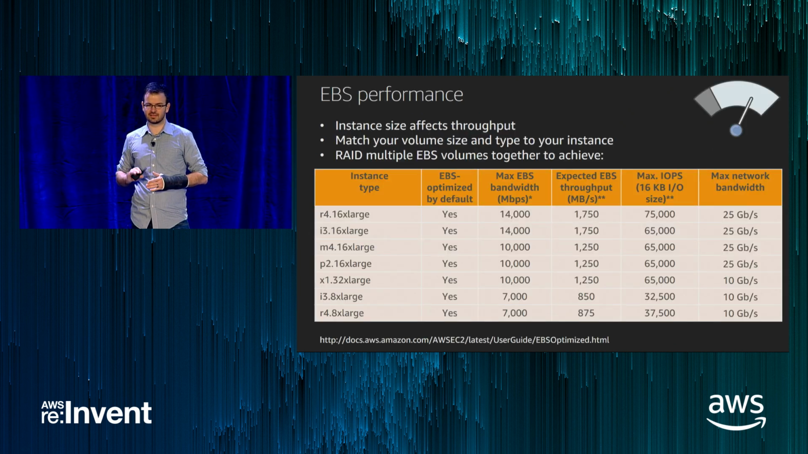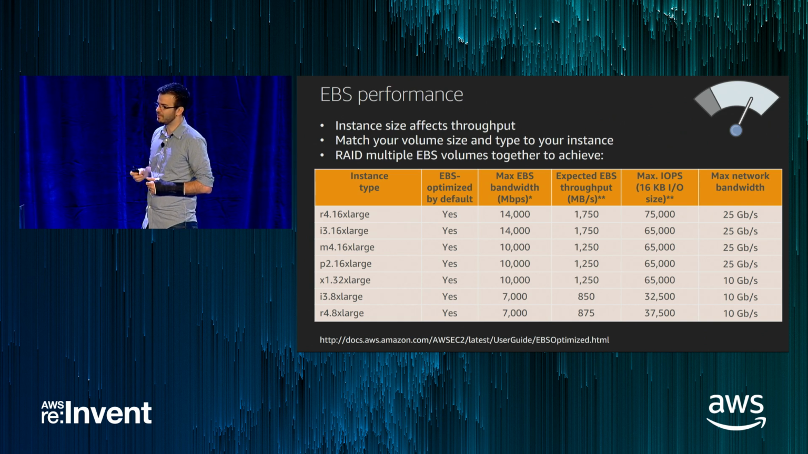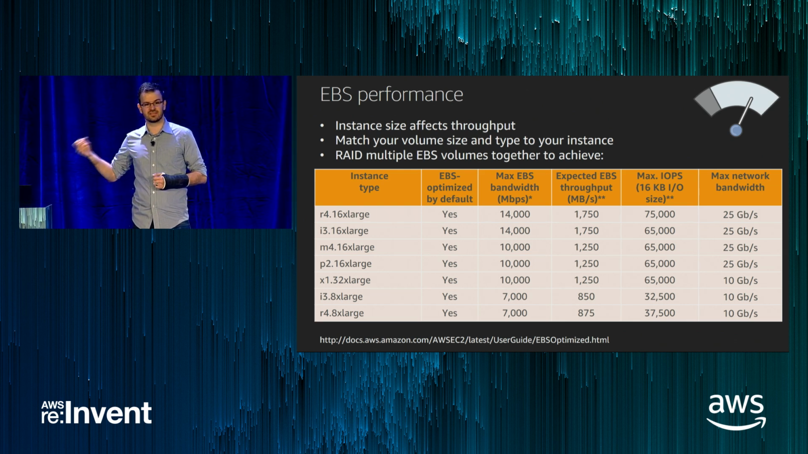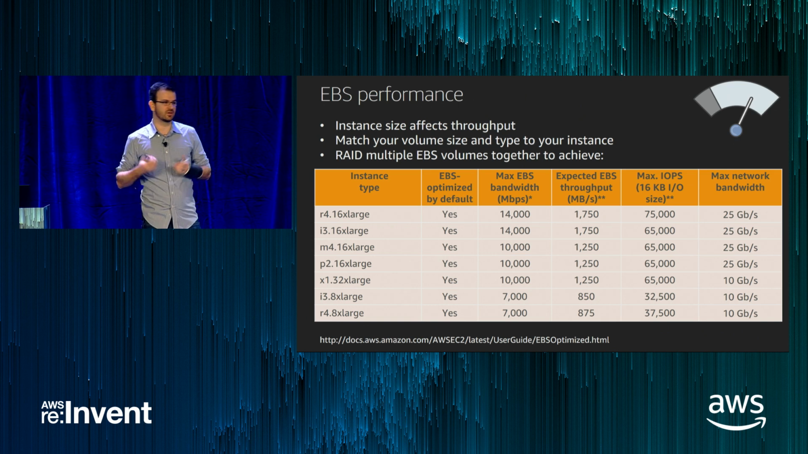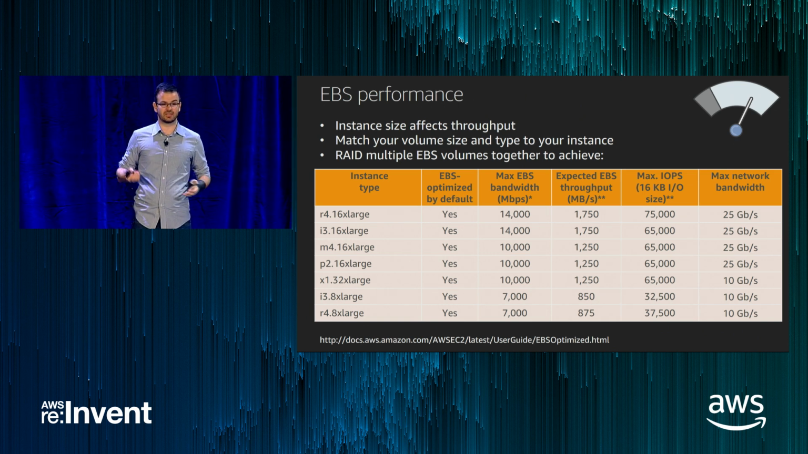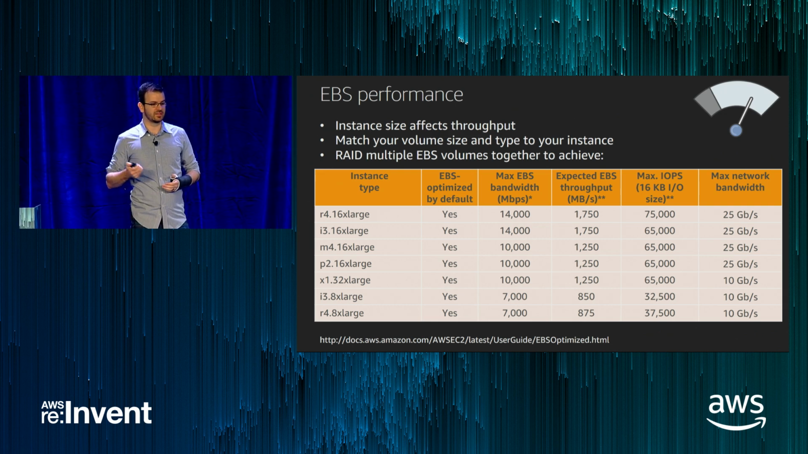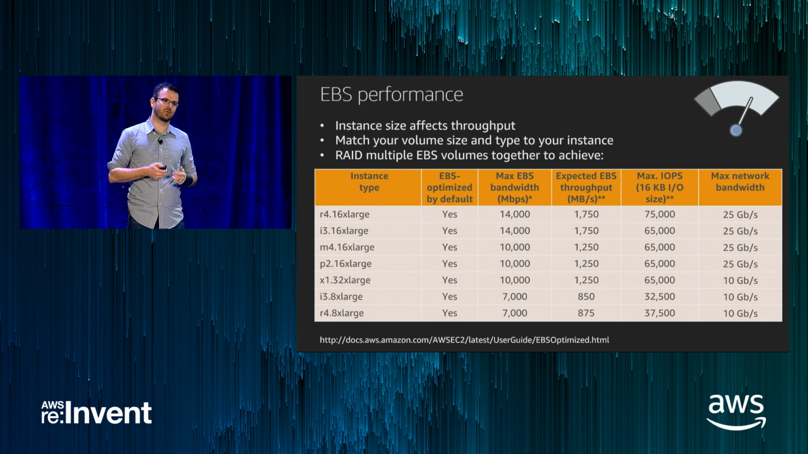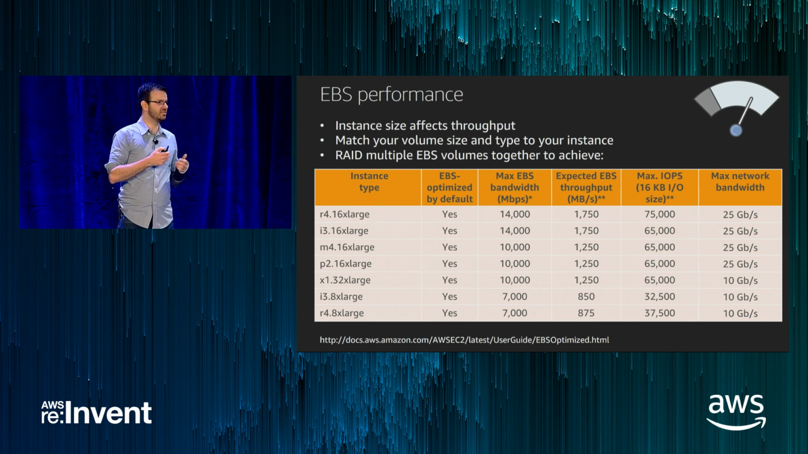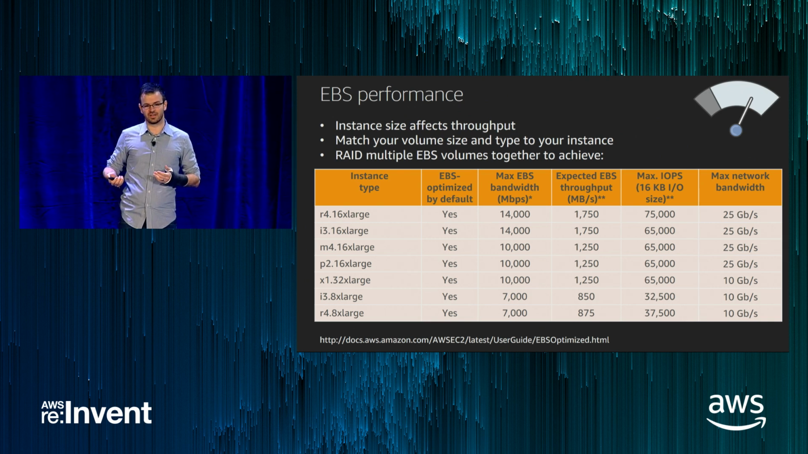And the last thing that I want to cover is EBS performance. And EBS performance is similar to network performance in a lot of ways in that it scales with the size of the instance that you have. So the larger instance that you have, the larger EBS throughput that you have. One of the cool things that we have, and I have the link here on the slide, is a chart of EBS performance that you can expect out of each instance size given enough EBS volumes.